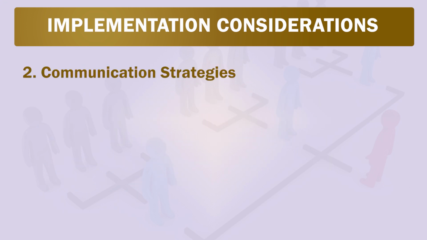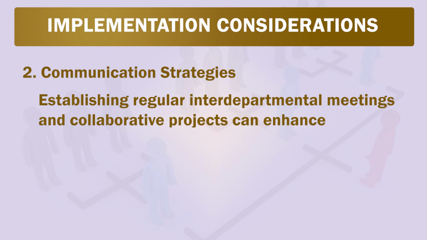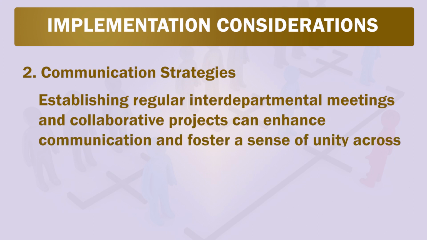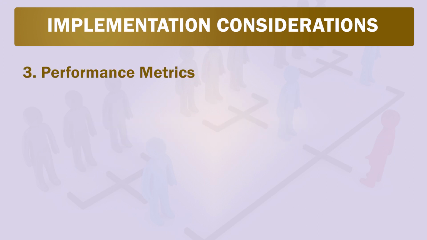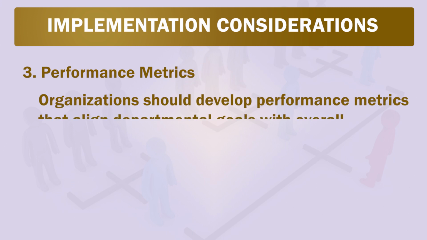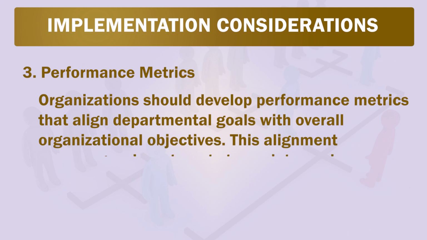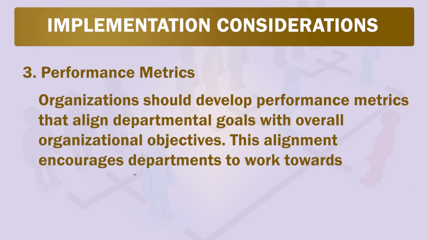It is very, very important to strategize how to communicate, right? So, establishing regular interdepartmental meetings and collaborative projects can enhance communication and foster a sense of unity across the organization. Thirdly, performance metrics. Organizations should develop performance metrics that align the departmental goals with the overall goal and objectives of the organization. So, this alignment encourages the departments to work towards common goals.